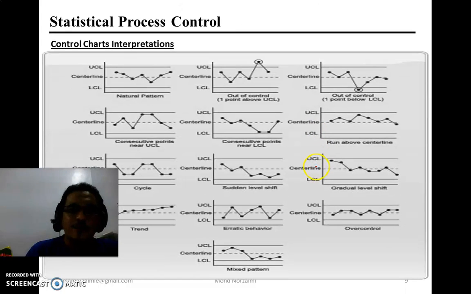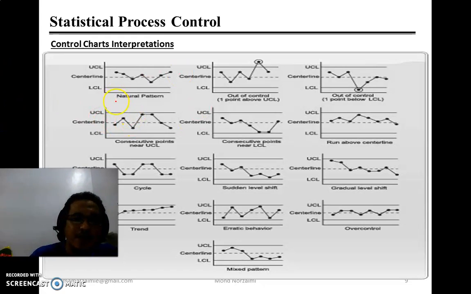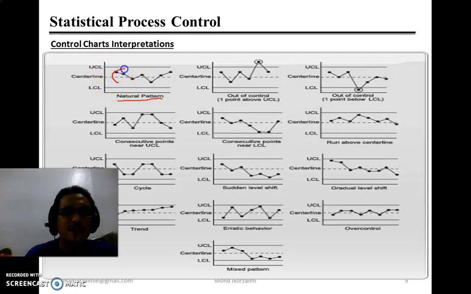Now this is how we interpret the graph when we plot the control chart. For example, the first situation, we will have a natural pattern. What is a natural pattern? A natural pattern is when all the data is inside the control limits, upper control limit and lower control limit. Here we call it a natural pattern.